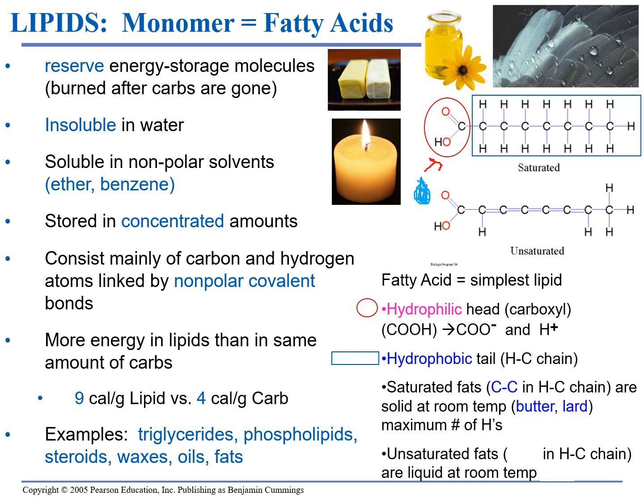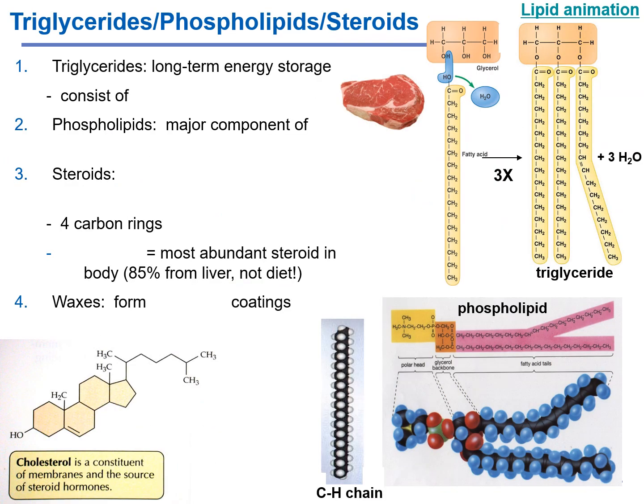Unsaturated fats, on the other hand, have double carbon bonds in their hydrocarbon chain and are liquid at room temperature. So this would be, for example, oils. Just if you need a recap of double bonds, all of these are double bonds here, and then this is a single bond. So now let's look into triglycerides, phospholipids, and steroids.